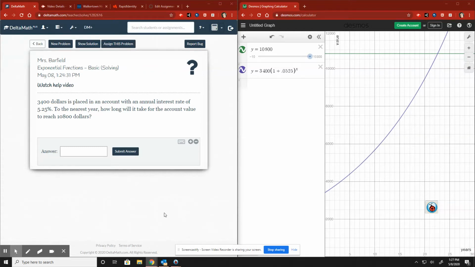All right, you guys, I'm back with another video on how to solve word problems. And you can see this time I really just have the Delta Math screen split with the Desmos screen. If you can split your screen this way, this is exactly how you could do these problems. All right, so we're looking at the word problem.